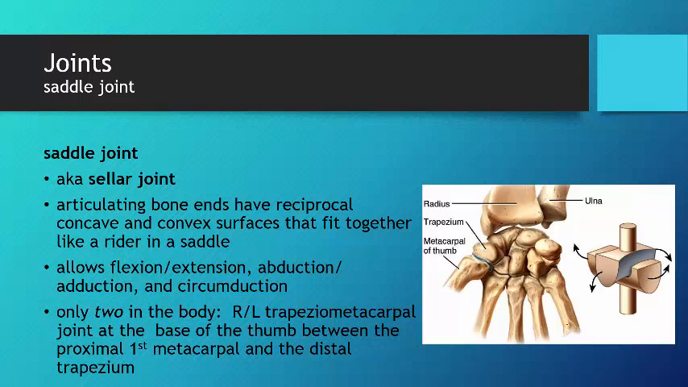So you get that motion, and then the rider can also hinge front to back, because there are these reciprocal concave and convex surfaces that fit together. They allow both this side to side motion as the rider is slipping around the saddle, and then this front to back rocking motion. So this can be pulled forward or pushed back. That is the saddle joint, and it allows great flexibility at the thumb.